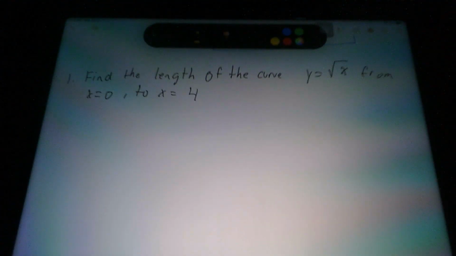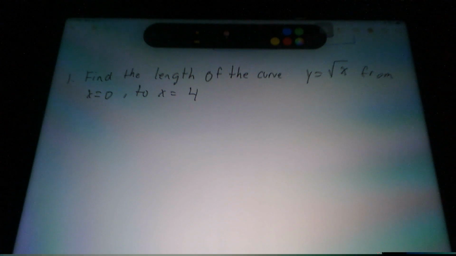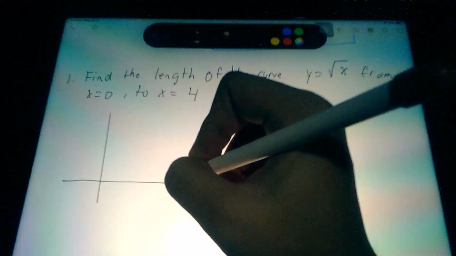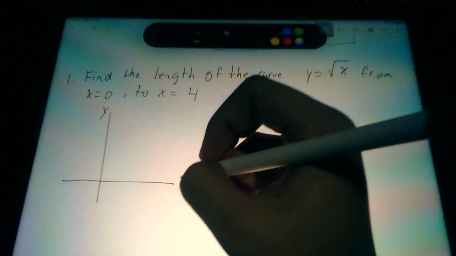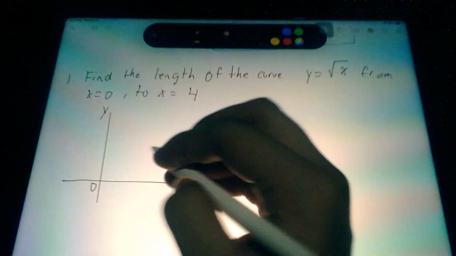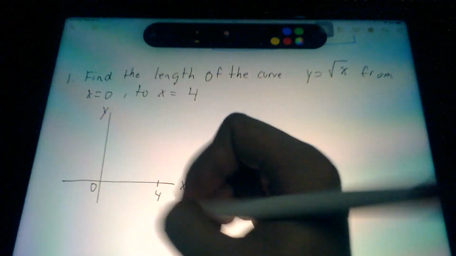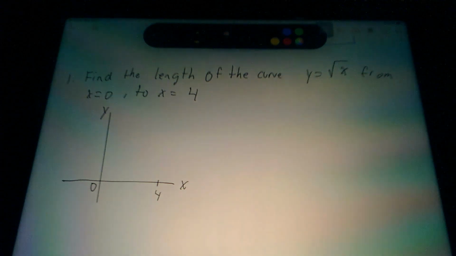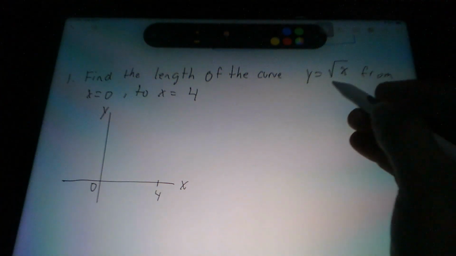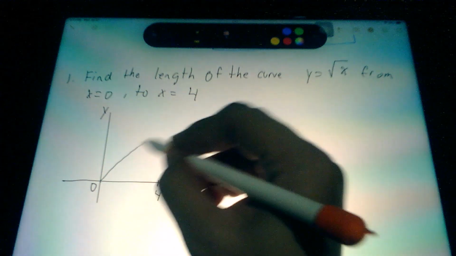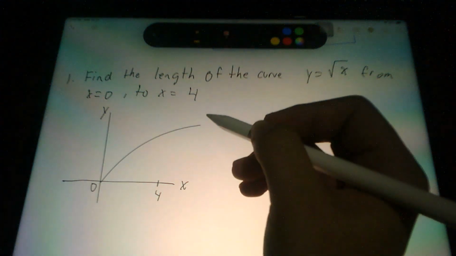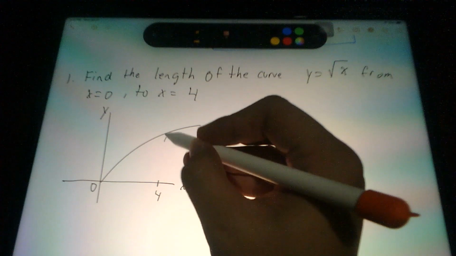So example number 1 here. Let's say in our example number 1, find the length of the curve y equals to square root of x from x equals to 0 to x equals to 4. Let's say we illustrate. So this is our y, this is our x, bounded from x to 0, and let's say this is 4. So we all know the curve here y equals to square root of x will look like this, right? So this is bounded from this point 4.